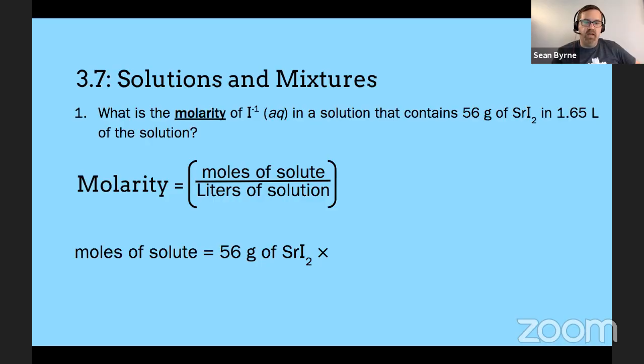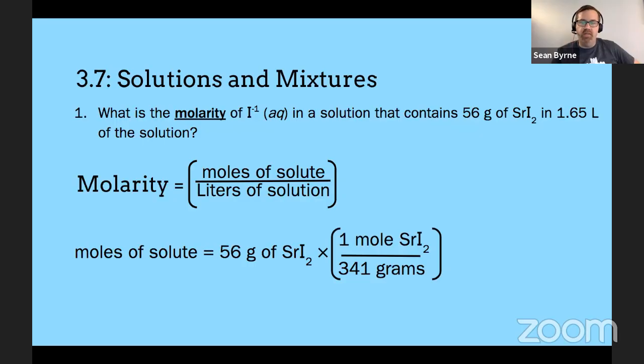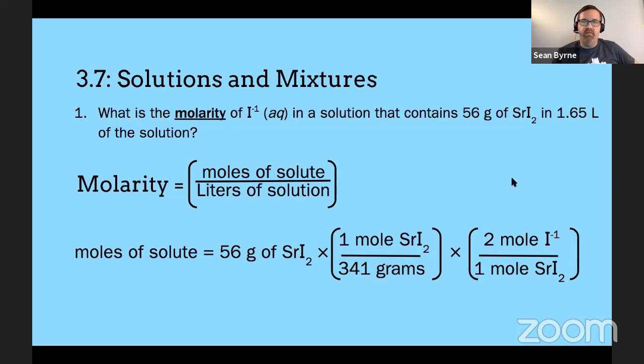So I'm going to start with moles of solute, 56 grams of SrI2, strontium iodide. The molar mass of that is right around 341. I think there's a couple decimal points if we use the periodic table. And then what we also want to recognize is that in this compound, there are 2 moles of iodide ions for every 1 mole of strontium iodide. So that was the key of the trick here, that we're going to do a conversion from grams to moles. And then we have to double that to make sure that we're taking into account the fact that strontium iodide, when it dissolves, produces 2 ions of iodide.